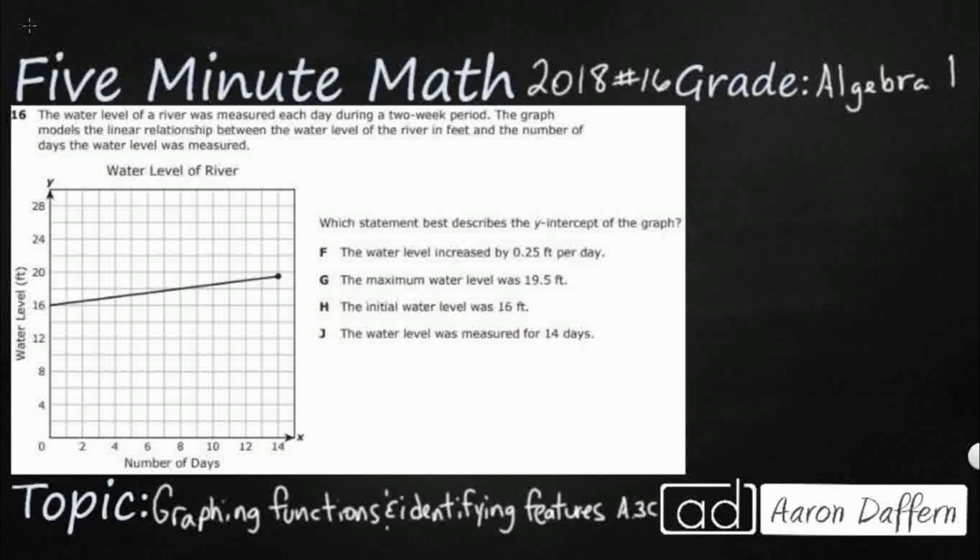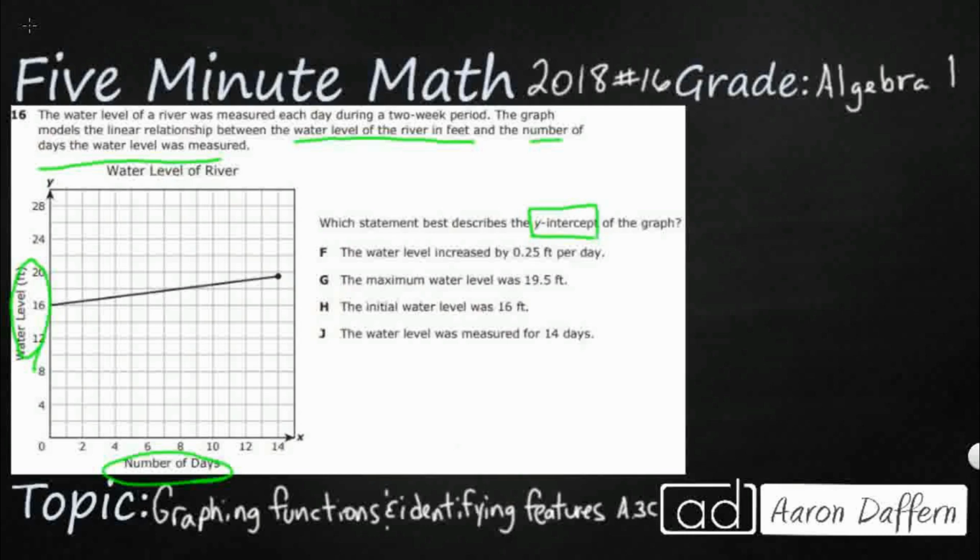So we have the water level of a river measured each day during a 2-week period. And the graph models this linear relationship between the water level of the river in feet, so that's going to be our y-axis, and the number of days the water level was measured, that is going to be our x-axis. It looks like the water level goes from 16 to about maybe 19, not quite 20, and it's measured for 14 days. That's what it looks like here.